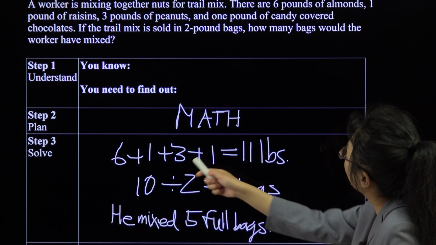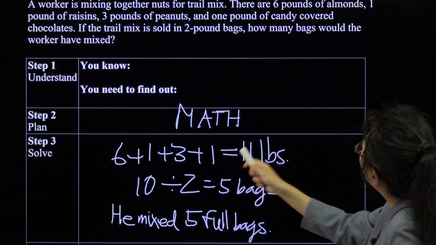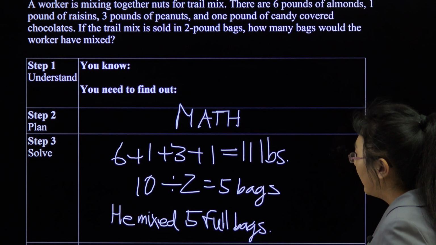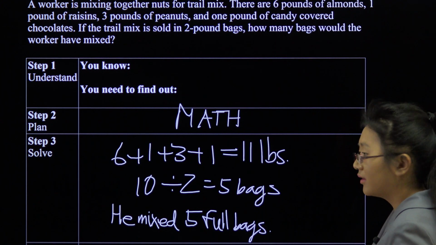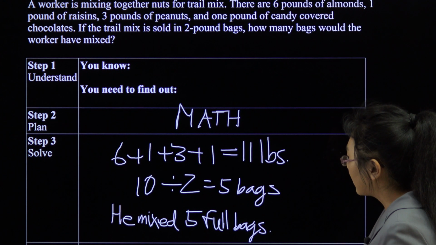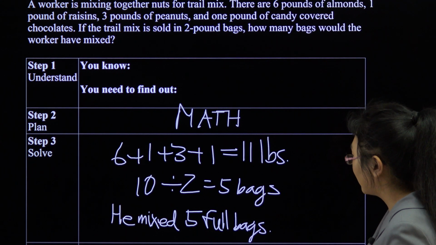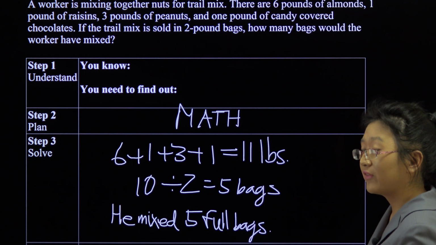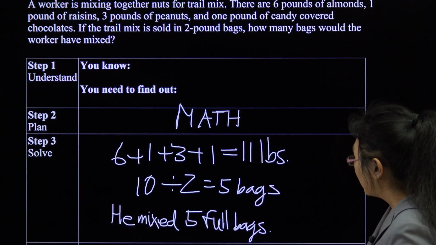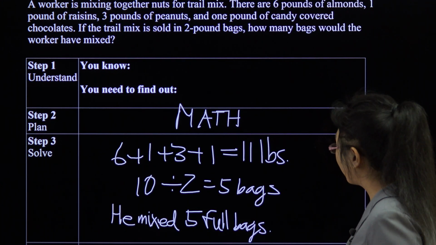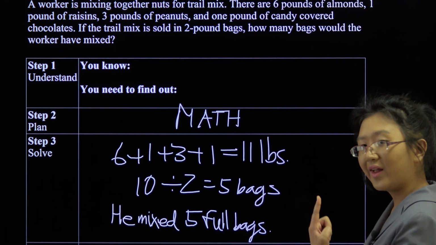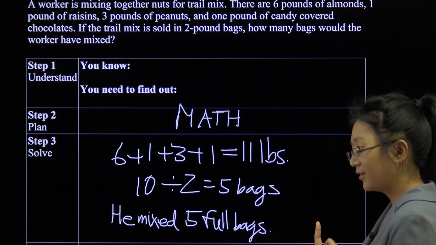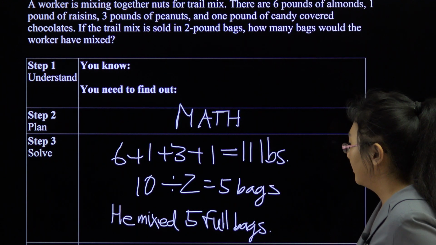Well, that's 6 pounds, 1 pound, 3 pounds, 1 pound. Okay. 6 plus 1 is 7, 7 plus 3 is 10, 10 plus 1 is 11, that's right. And 10 divided by 2 is 5, 2 times 5 is 10, that's right. So it is 5 full bags because 11 minus 10 is 1, and 1 pound is not a full bag. A full bag is 2 pounds.